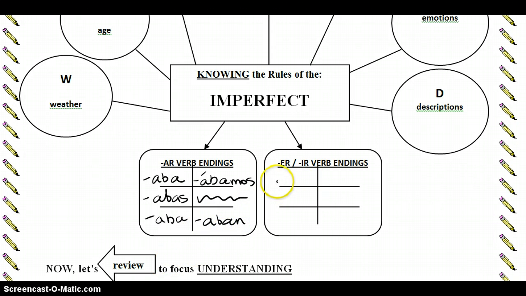Over to the right, we have our ER and IR ending verbs in the imperfect. Verbs like comer, or beber, or vivir. We're going to use ía, ías, ía, íamos, nothing here, and ían. Take a second to see that you have all of these endings, and don't forget the accents.